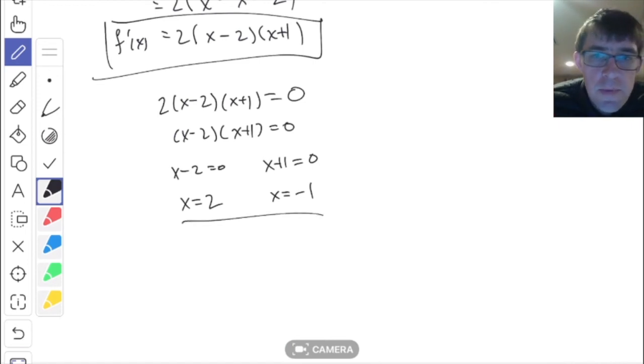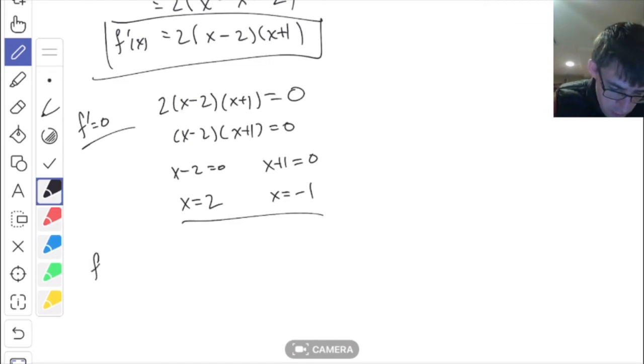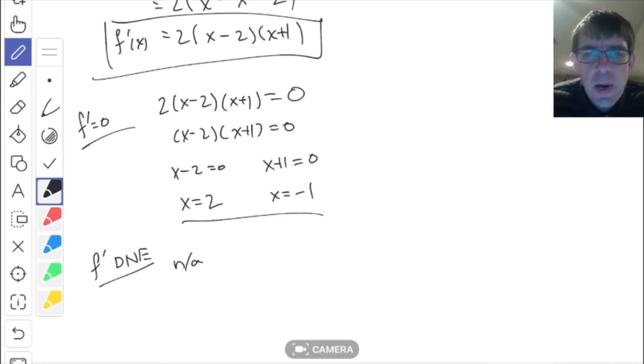These are numbers where the derivative equals 0. You also need to determine where the derivative does not exist. Usually I put a little heading of what I'm doing. f prime equals 0, that's what I just did. You should also consider when f prime does not exist. But in this case, I'm going to put NA. In this problem, f prime always exists. You should be worried about when you could possibly get 0 in the denominator or something. That would cause a DNE kind of situation. But that doesn't happen in this example because there's no denominator. All right, so my critical numbers are these two guys. Critical numbers. All right.